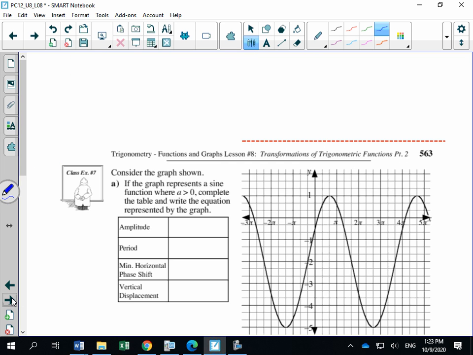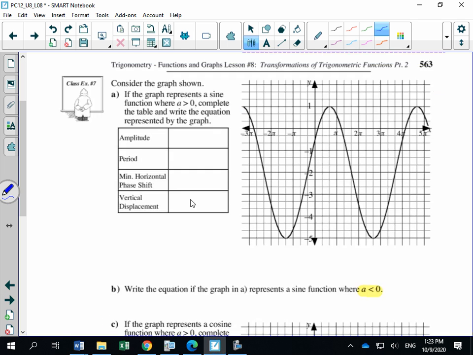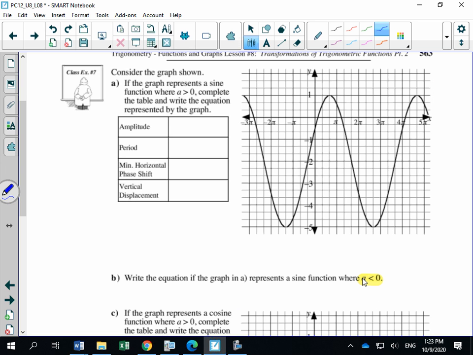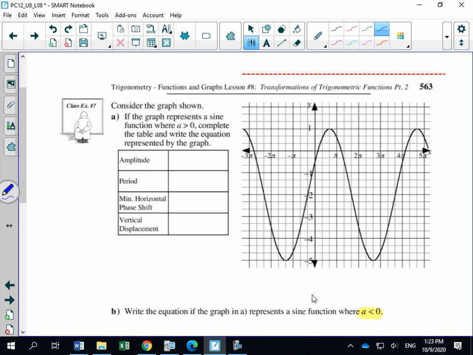Okay, let's look at class example 7. So we will do A and B. And then we are going to do, again, A greater than 0, which most students should be able to do easily. And A less than 0 is where it becomes a challenge because you're doing a reflection as well.